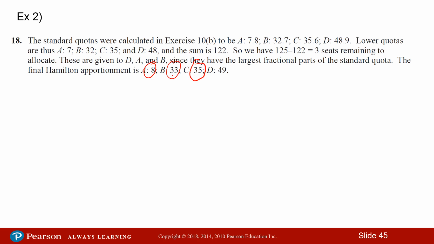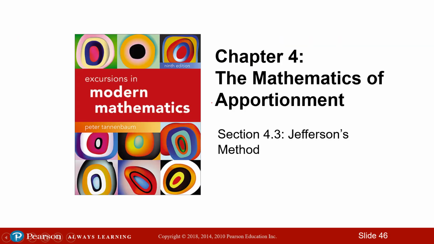City of Corona gets 35. And the City of Doritos gets 48. Okay, boom. So Jefferson comes along and says, oh, no. Still favoring the large states. You know, he was from Virginia, so I think he would have liked the Hamiltonian method here.